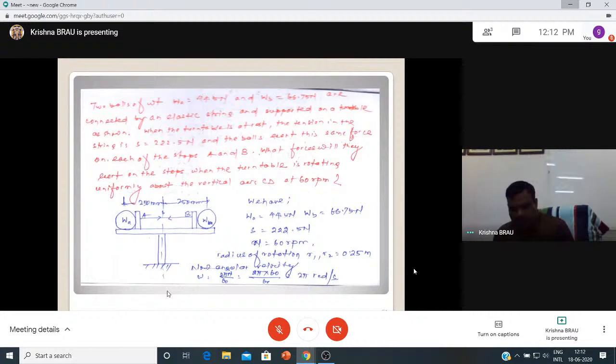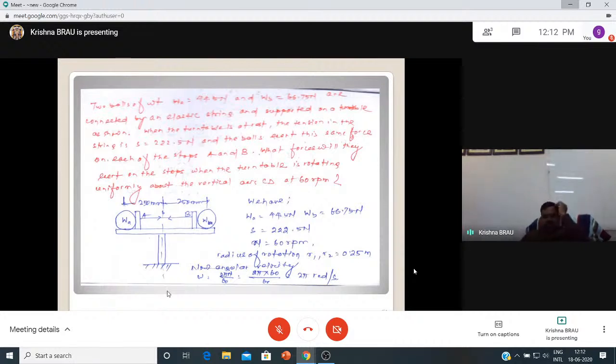When the table turns from rest, the tension in the string is 222.5 newtons and the balls exert the same force on each of the stops A and B. What forces will they exert on the stops? There is a reactive force between the stops and the spherical ball.